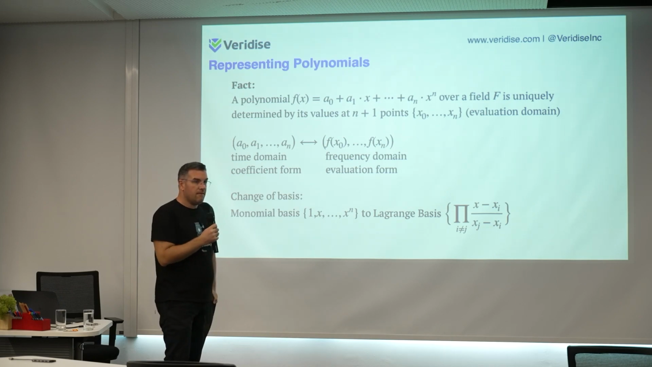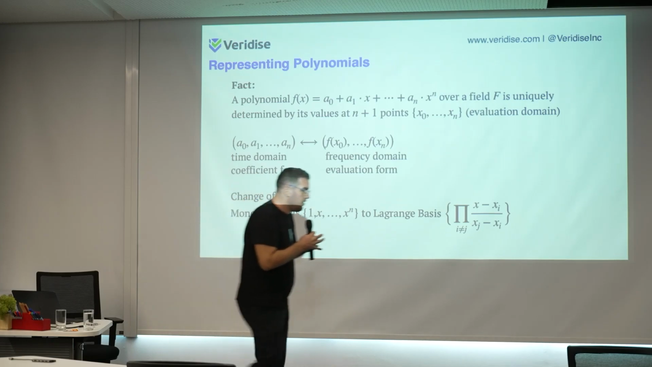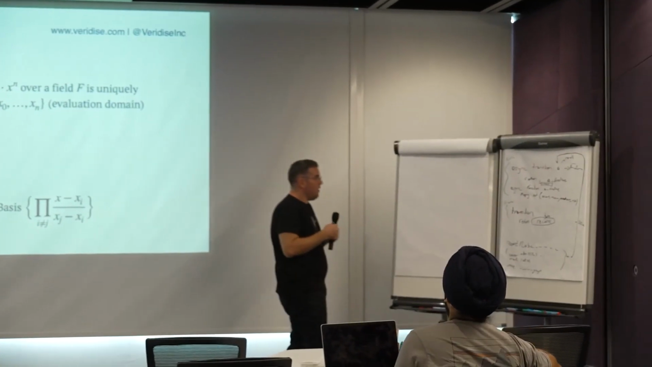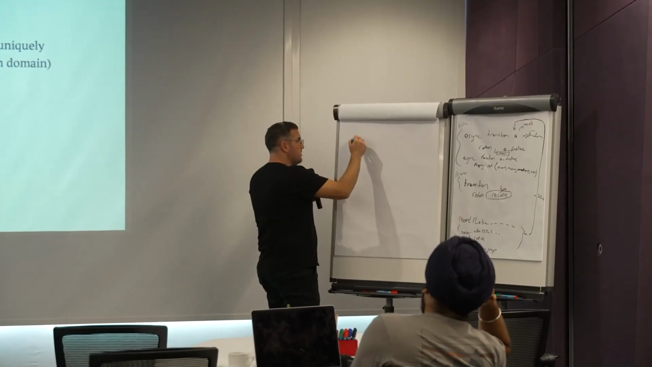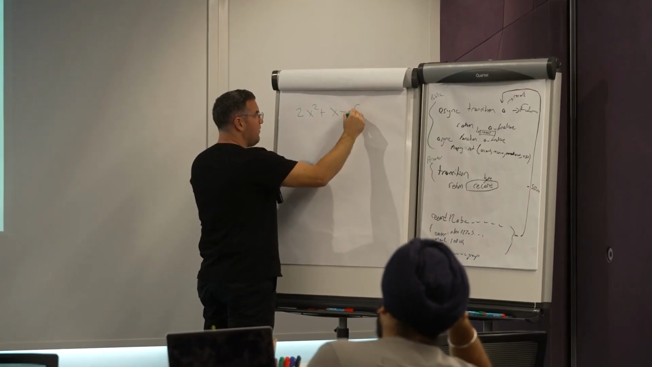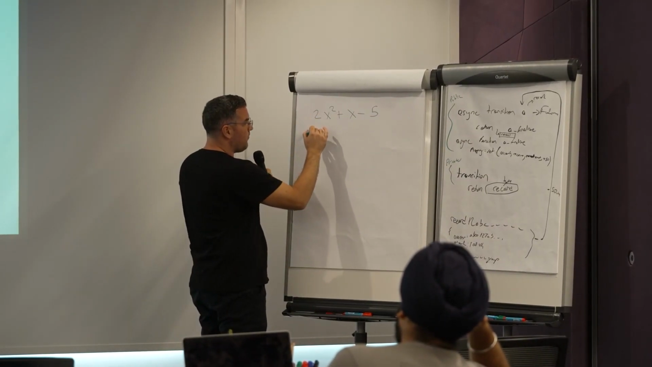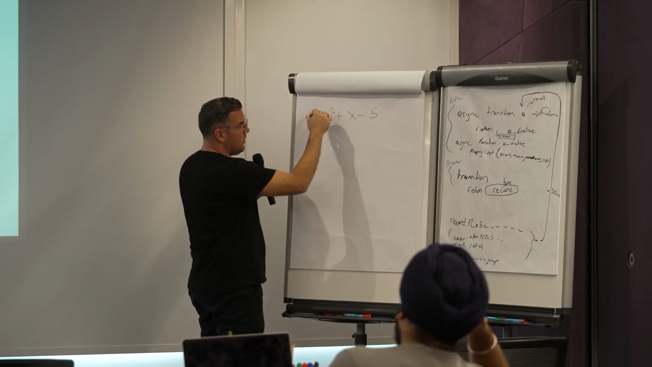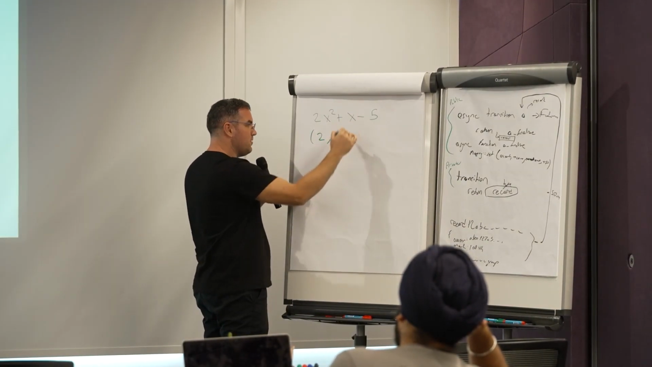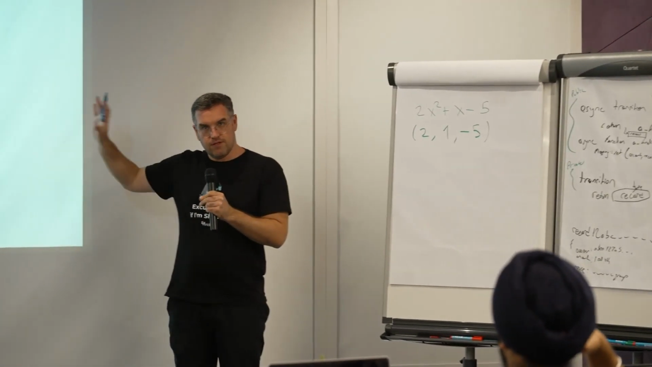Do you have a real world example to tie this? Yeah, sure. Let's just take any polynomial. Let me take the polynomial 2x squared plus x minus 5, over the given field. The coefficient form will just store the coefficients. The leading coefficient is 2, then I have 1 in front of x, which is not visible, and then minus 5. That would be what I call the coefficient form.